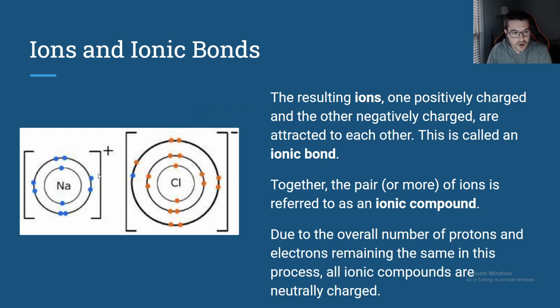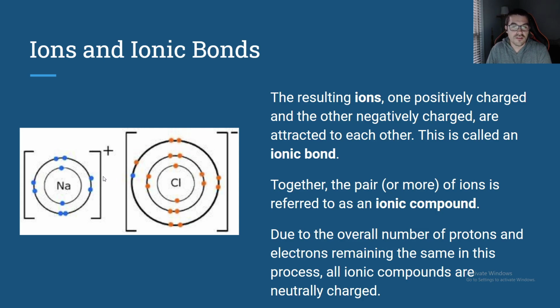When that electron from sodium moves over to chlorine, what we end up with are ions, right? One of them is actually positively charged now, and the other is negatively charged. Sodium lost an electron, okay? So sodium lost a negatively charged electron.